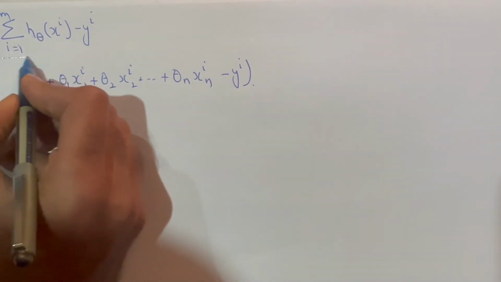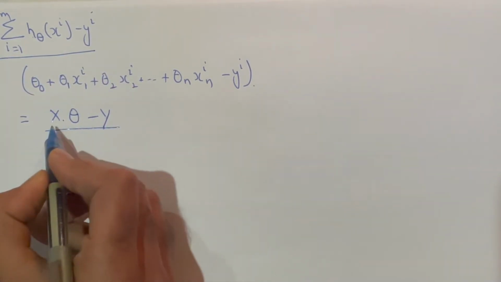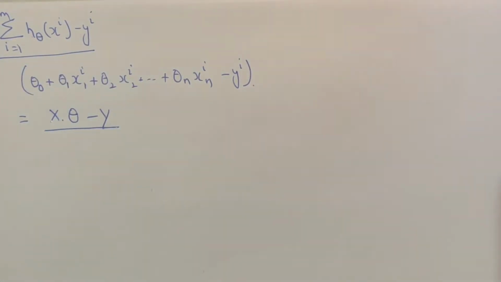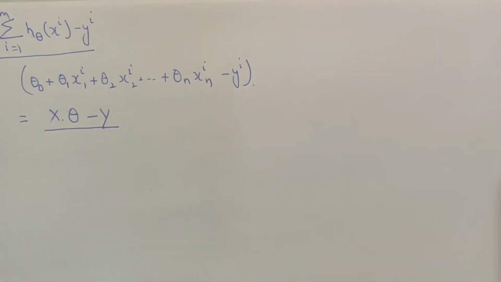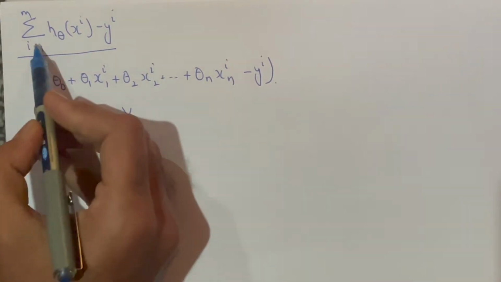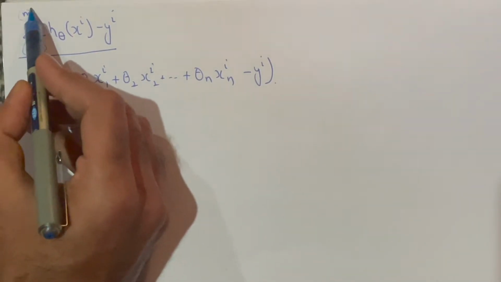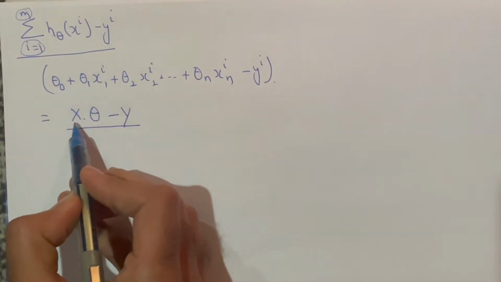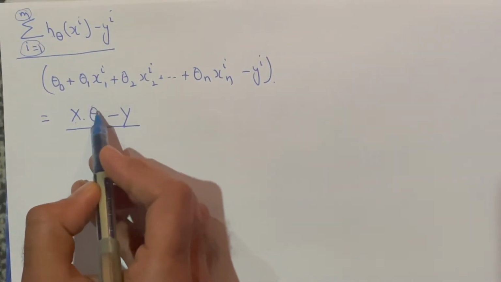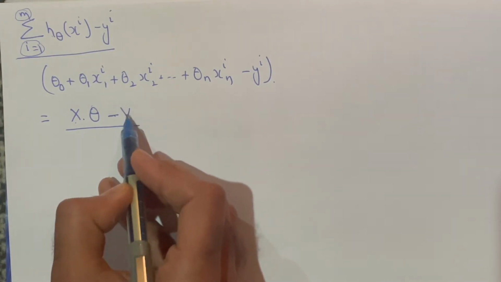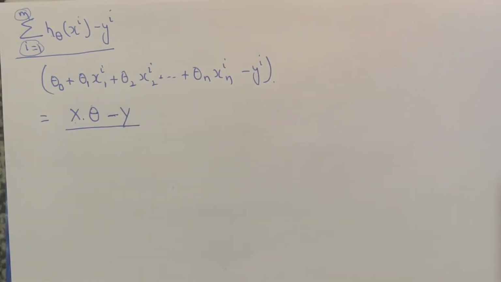So this entire quantity can be written like this: x dot theta minus y. Because what is our x? X is an input matrix that contains all examples. Here also we have to do all the examples, and we have to multiply all those examples with the feature vector, with these parameters, minus the output, the actual output.